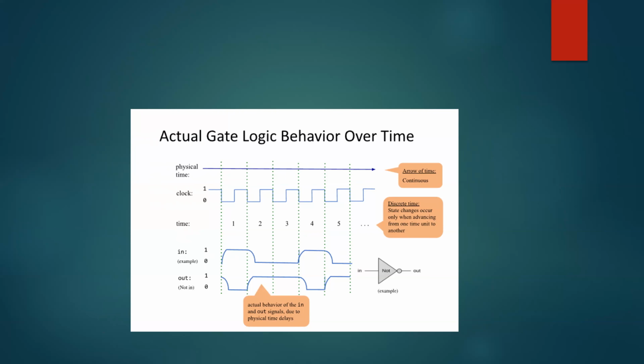So let's talk about the actual gate logic behavior over time. This explains how the clock is affecting the logic gates over time. As you can see, the physical time right here will always move continuously, no matter what. And while there's no delay in the physical time of the clock, the inputs and outputs will always have delay due to the time that is always moving. So the physical time will always move, but due to the gate logic, there will be delays between them. So this basically shows the concept of time and how the clock applies to the logic gates.